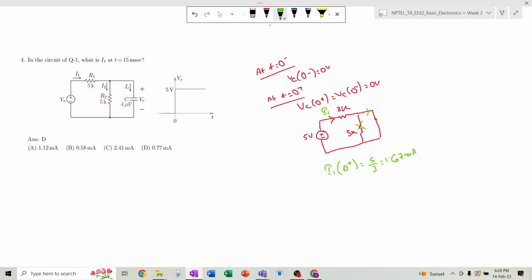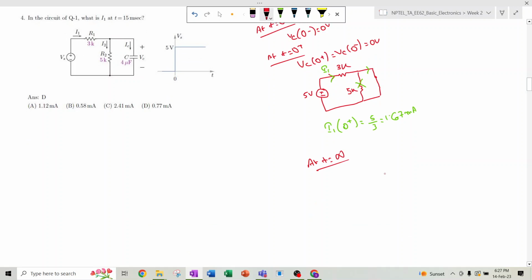Now at t equal to infinity, the capacitor will act as an open circuit. So the equivalent circuit becomes: this is 5 volt, this is 3k, this is 5k, and this becomes an open circuit. This is basically VC(t), the capacitor. Okay, so now what is happening?